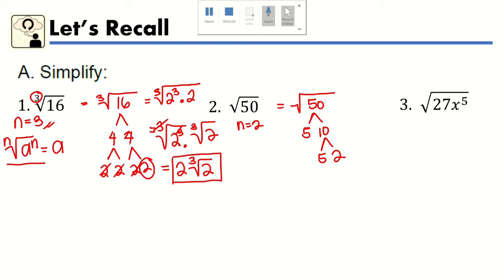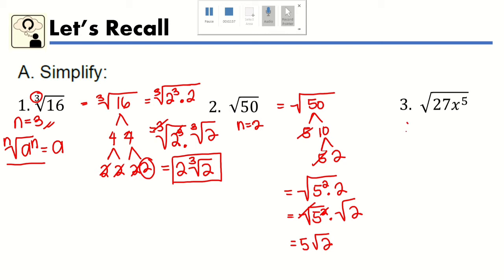Then, i-group natin siya by 2. So, we have 1, 2. Then, this is now square root of 5 squared times 2. Then, i-apply ulit natin ang product rule for radicals, which is square root of 5 squared times square root of 2. Then, the property, so this is cancelled out. Ang maiwan na lang ay 5 square root of 2. Okay? Next, we have example number 3.